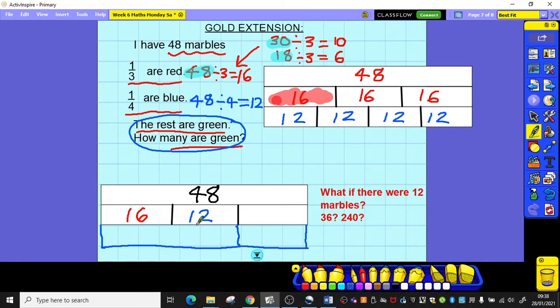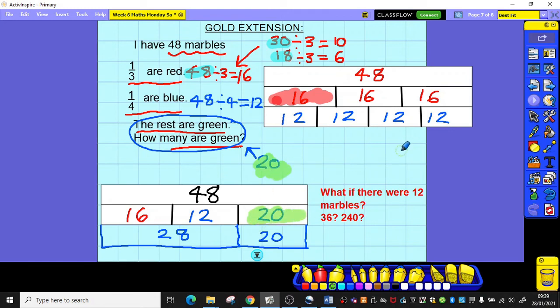So 10 add 10 is 20, 26, 28. So what's going to go here to make 48? And the answer is 20. Equally, 20 would have gone in here. Okay, 16 add 12 add 20 gives me 48. Okay, I can clearly see that because 20 add 10 is 30, add 10 is 40, 6 and 2 is 8. So how much is green? My answer is going to be 20. Okay, and there it is.